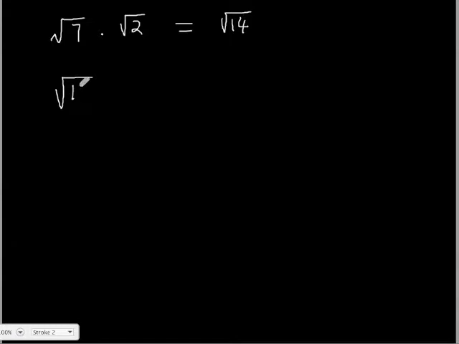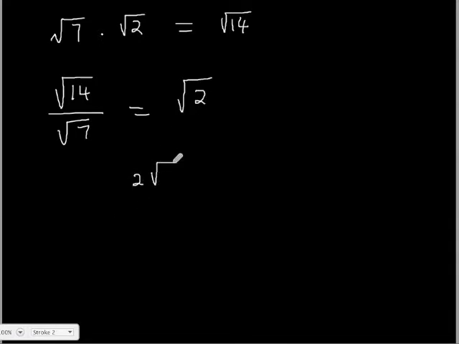For multiplication and division, you multiply and divide as you would normally. So root 7 times root 2 is equal to root 14. Or root 14 divided by root 7 will simply be root 2. Let's look at a combined operation here.